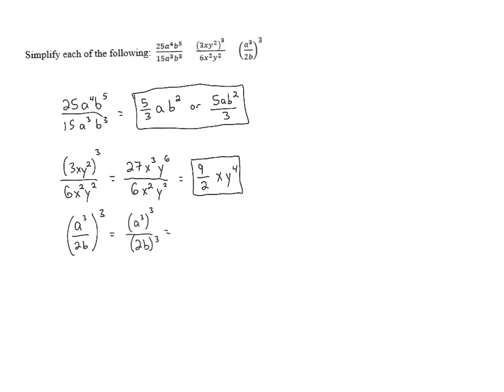Now on the top, we've got an exponent on an exponent. That's multiplication, so we get a to the 9th. In the bottom, we have to distribute that cubed. 2 cubed is 8. b cubed is b cubed. So we end up with a^9 over 8b^3, which is our final answer.